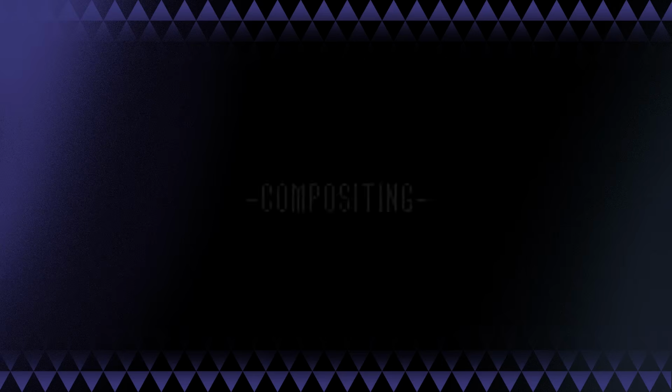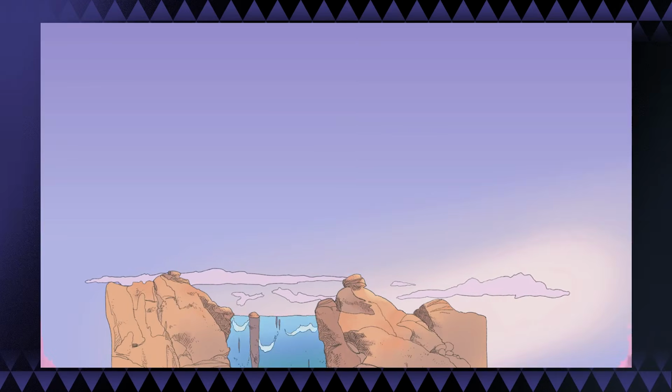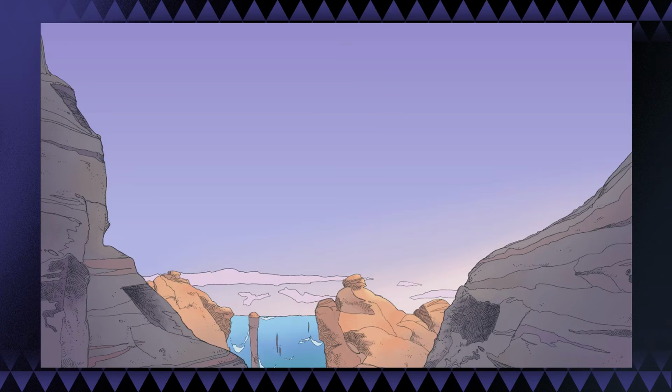Compositing for animation is when you take the individual elements of an image and put them all together. For example, just the title screen illustration by itself is made up of a background, 2 layers of clouds, the mountains and waterfall in the back, and the mountains in the foreground.